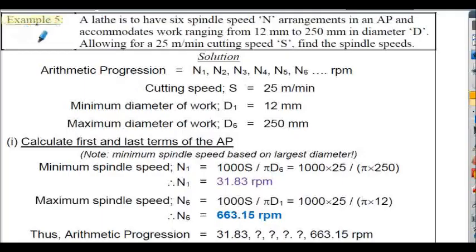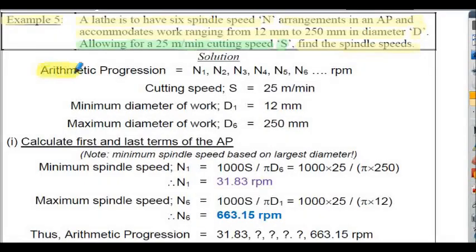Example 5 provides an illustration of how we can develop lathe spindle speeds in terms of an arithmetic progression. A lathe is to have 6 spindle speeds, N, arranged in an AP and accommodates work ranging from 12 mm to 250 mm in diameter. Diameter is symbol capital D. Allowing for a 25 meters per minute cutting speed, symbol capital S, we've got to find these spindle speeds.